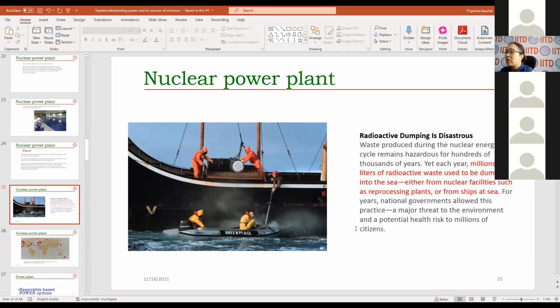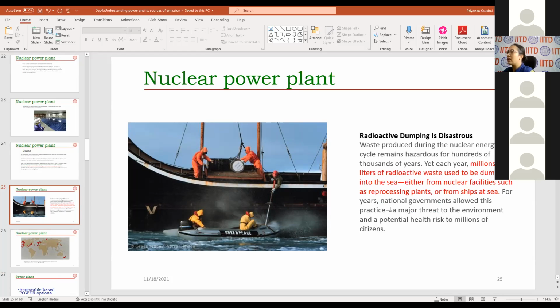Normally, what they do, as you can see here, this is one of the movements by Greenpeace. They are civil society, and they say that waste produced during the nuclear energy cycle remains hazardous for hundreds to thousands of years. Yet each year, millions of liters of radioactive waste used to be dumped into the sea, either from the nuclear facilities such as the reprocessing plant or from ships at sea. For years, national governments allowed this practice.